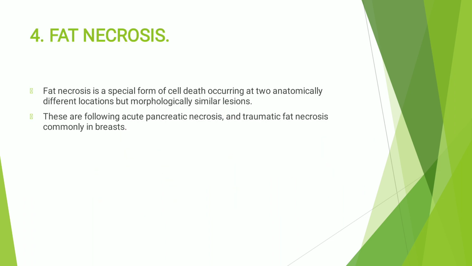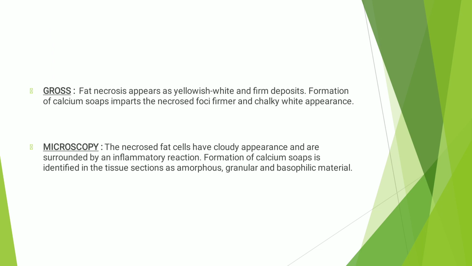Fat necrosis. Fat necrosis is a special form of cell death occurring at two anatomically different locations but morphologically similar lesions. These are following acute pancreatic necrosis and traumatic fat necrosis commonly seen in breast. On gross, the fat necrosis appears as yellowish white and firm deposits. Formation of calcium soaps makes the necrosed foci firmer with a chalky white appearance.